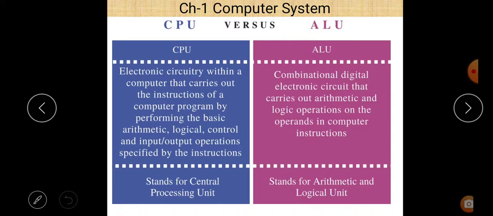So we can also write the functions of the control unit in CPU. That means, as we know, the control unit controls the entire operation of the computer system, so CPU controls the entire operation of the computer system. In broad aspect, we can say that ALU performs only the arithmetical and logical operations.